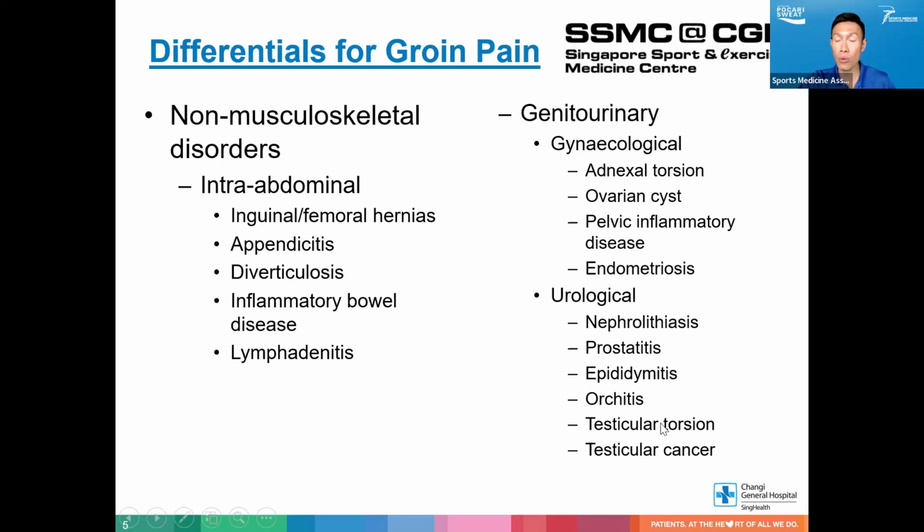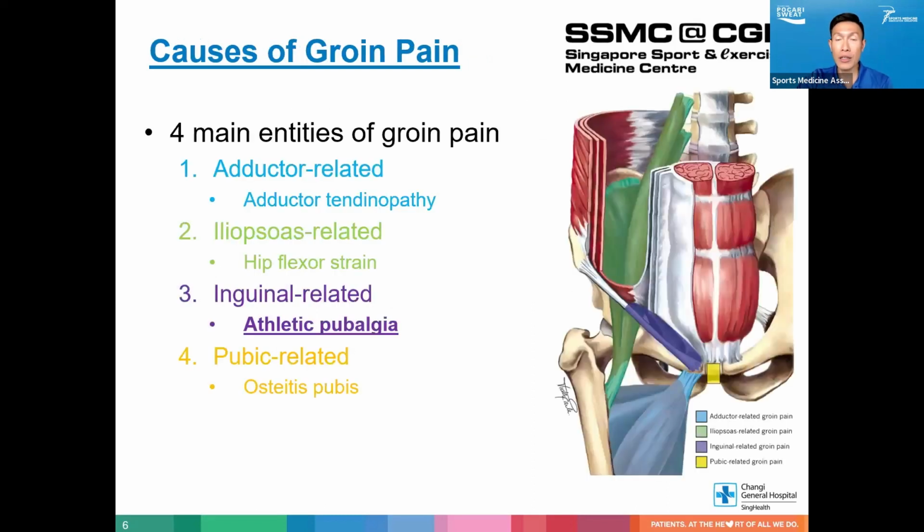So really a whole wide range of differentials that the clinician has to think about or keep at the back of his mind when he presents with an athlete with groin pain. Okay. And so now we come to the subject matter per se.